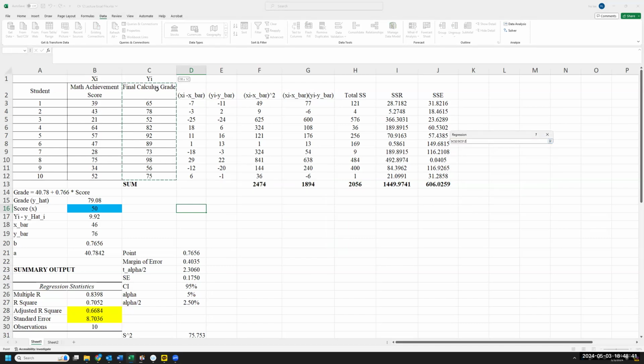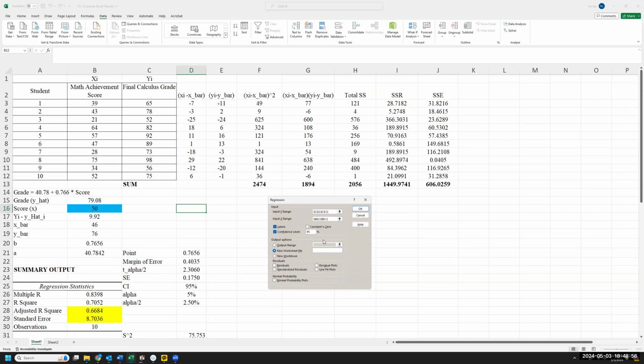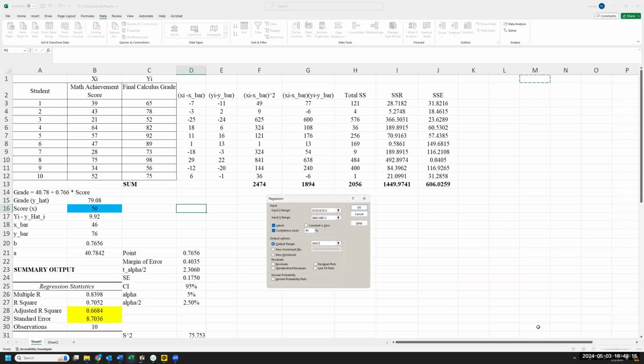Input range. There. X input range. Click on labels because we included the labels. For the confidence interval, as I stated earlier, Microsoft Excel defaults with one confidence interval already, which is 95. If you want a second one to be calculated, you could define it here. Let's put 99. I want to do output range, and I'll put it right here.